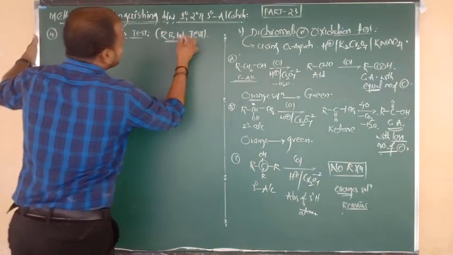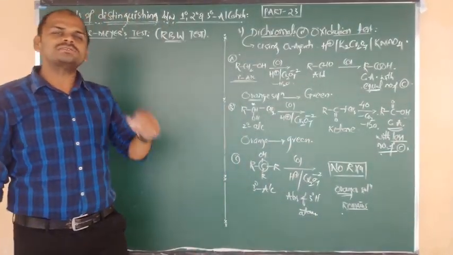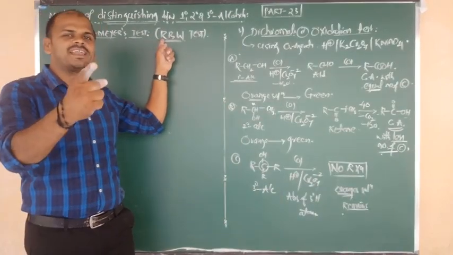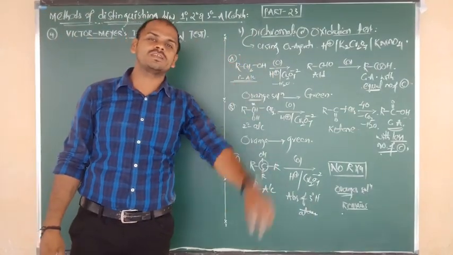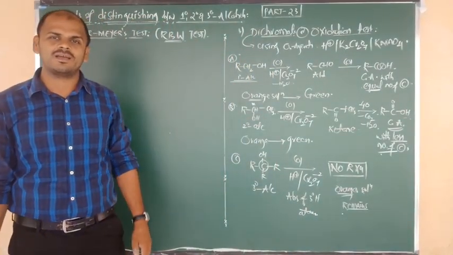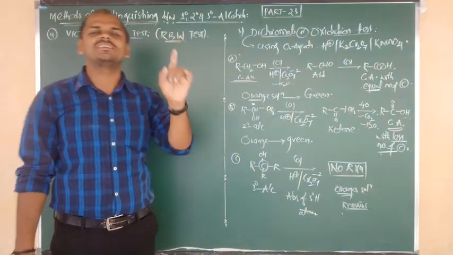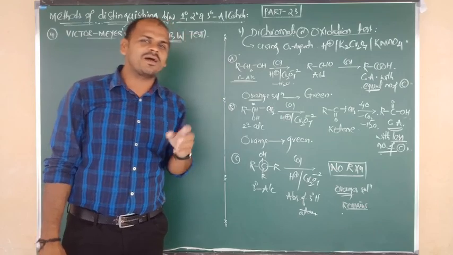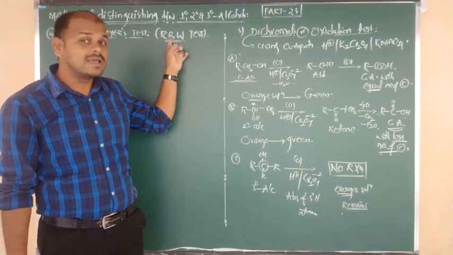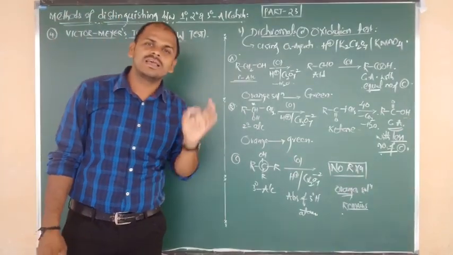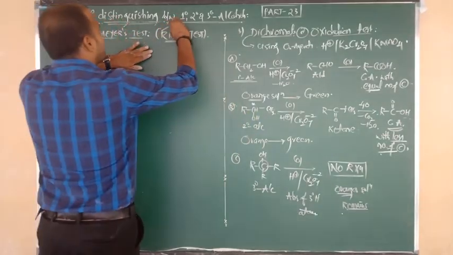Which test? RBW test. By the appearance of a final red, or blood red color, you confirm the primary alcohol. By the appearance of a final blue color solution, you confirm the secondary alcohol. By the appearance of no color, colorless or white, that is the tertiary alcohol. So blood red confirms primary, blue confirms secondary, and colorless or white confirms tertiary. That's why the Victor-Meyer test is nothing but the RBW test.